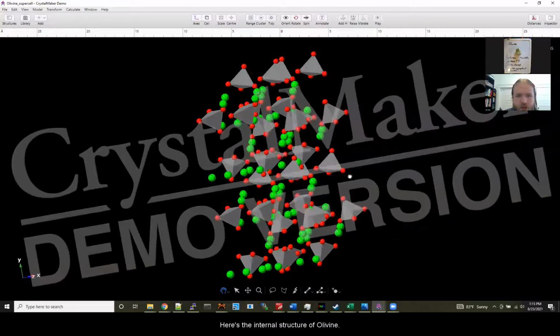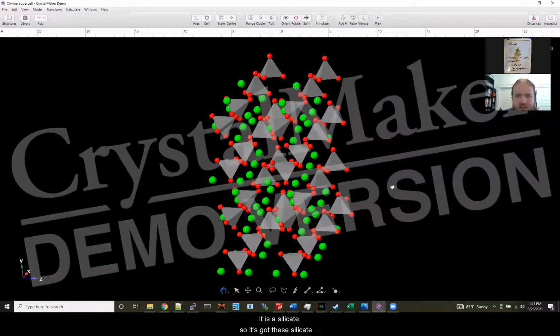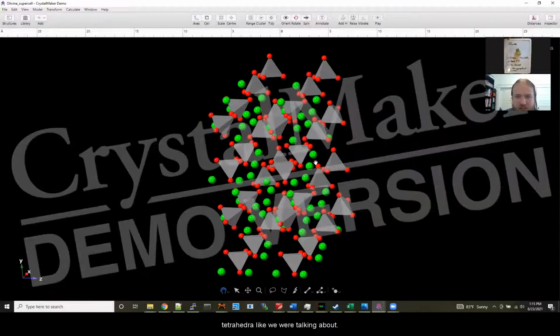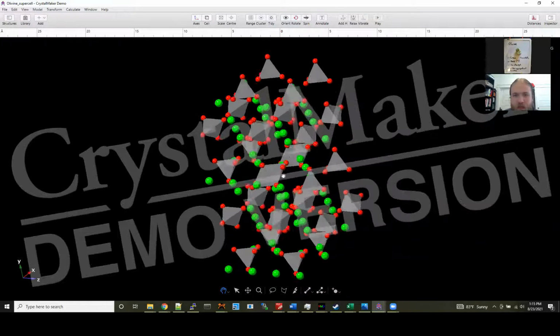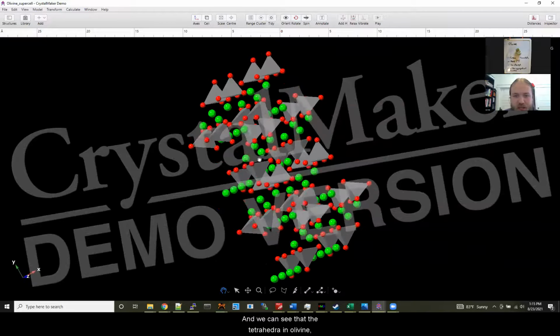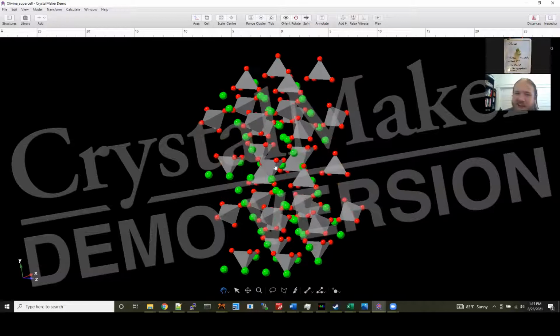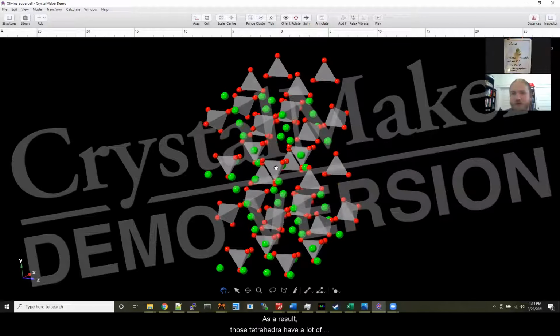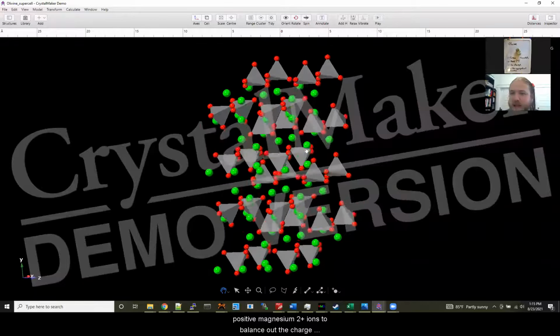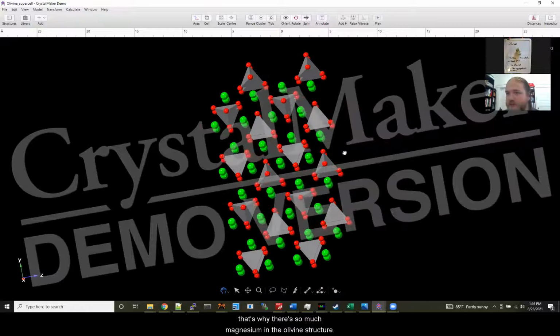Here's the internal structure of olivine. It is a silicate, so it's got the silicate tetrahedra like we were talking about. It's also got some magnesium in it, Mg2+, that's in green. And we can see that the tetrahedra in olivine, if you rotate this around, none of them are connected to one another. So these are isolated tetrahedra. As a result, those tetrahedra have a lot of negative charge. They need a lot of these positive magnesium 2+ ions to balance out that charge. So that's why there's so much magnesium in the olivine structure.